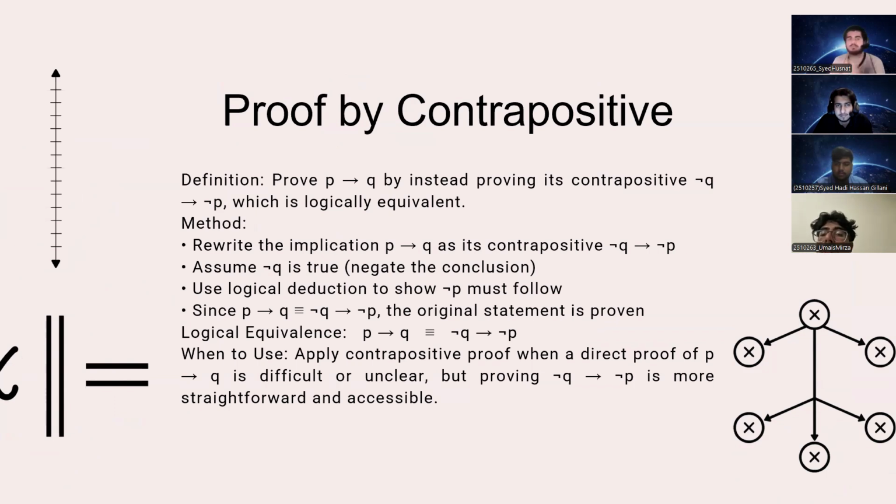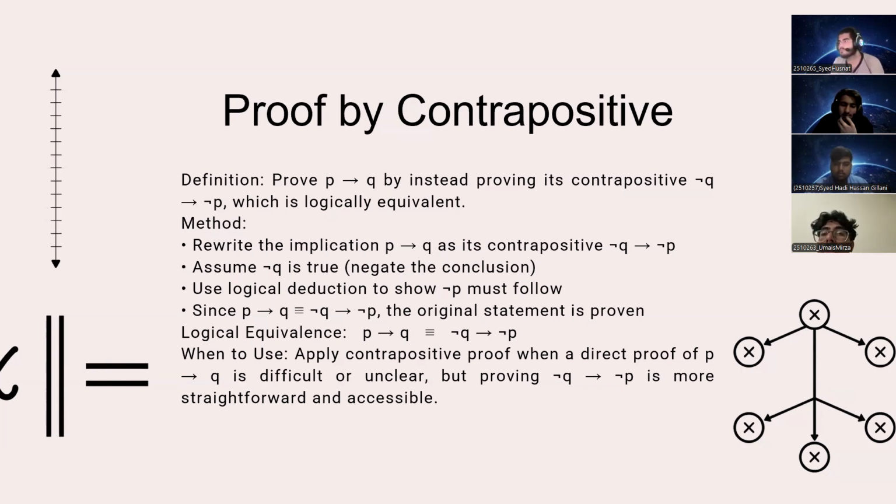Sometimes direct proof is difficult. In such cases, we can use contrapositive instead. First statement, if P then Q. Its contrapositive is if not Q then not P. Both statements are logically equivalent, which means one automatically proves the other.